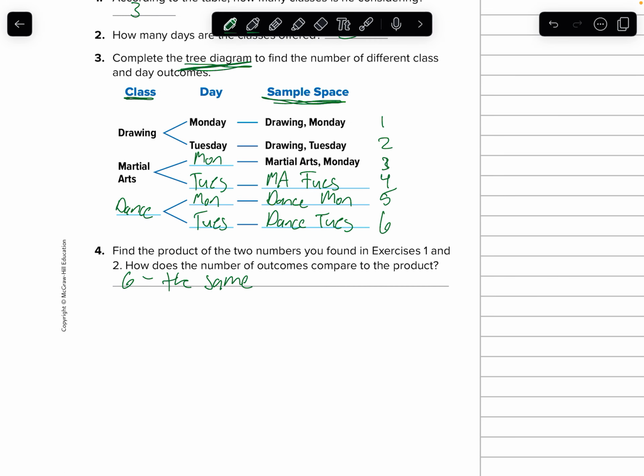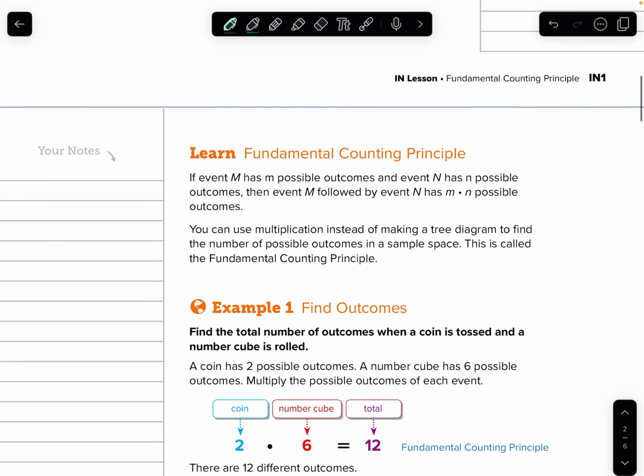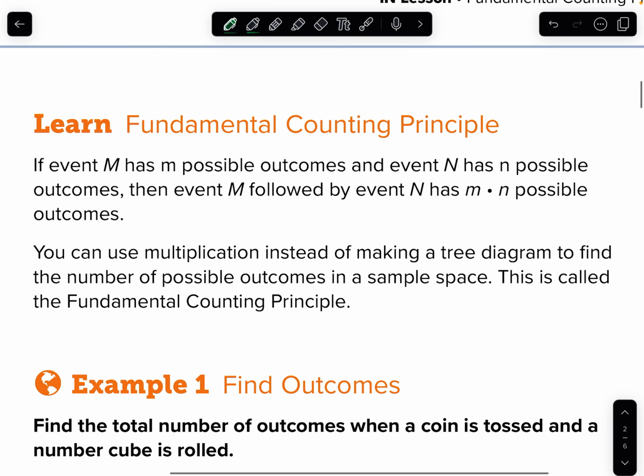Okay? So let's go on to the next page. The fundamental counting principle. This is going to be critical for us to learn. We're going to be using this every day during this unit to determine how many possible outcomes there are. If event M has lowercase m possible outcomes, and event N has lowercase n possible outcomes, then event M followed by event N has m times n possible outcomes.